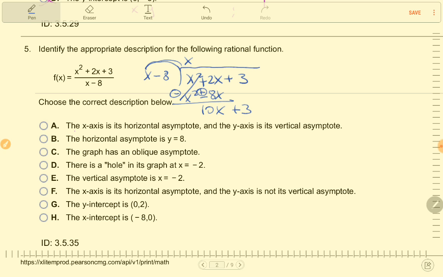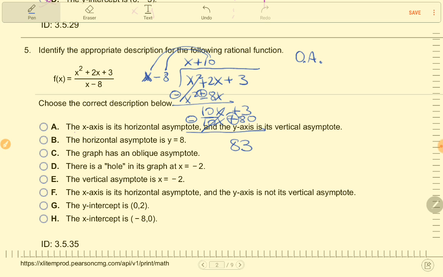Then we do the same process again. How many times does x go into 10x? It goes in 10 times. And then 10 times x is 10x. And 10 times negative 8 is negative 80. And draw the line and change the signs. So then we have a remainder of 83. But we ignore the remainder, and we know that our oblique asymptote, which is a slanted line, is going to be the equation y equals x plus 10.